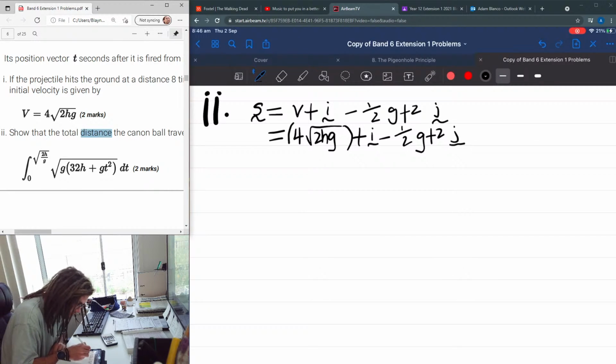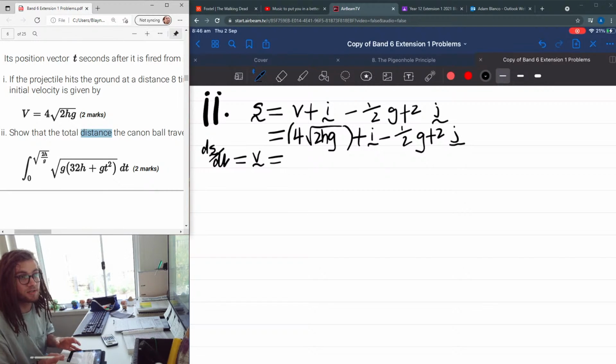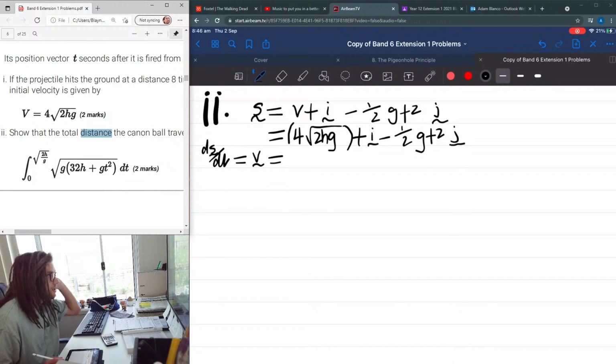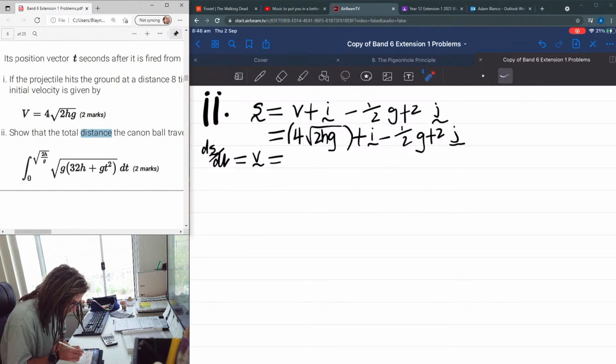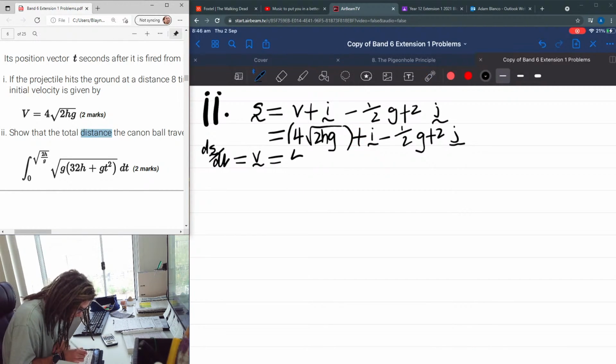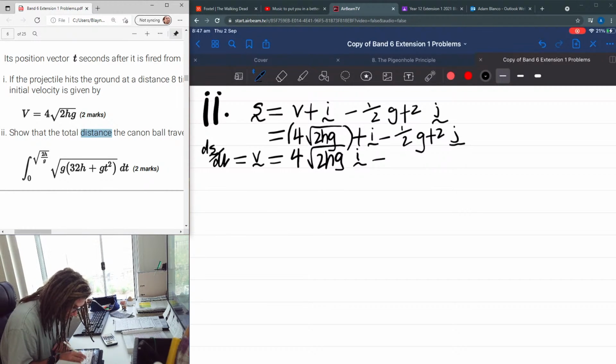So when I integrate this, ds dt will give me the velocity, so an expression for the velocity. That makes sense. Oh, it does. Okay. Yeah, so if I differentiate that, then this t will just go. So this is 4 root 2hg. I love that they don't ask us to input g. Minus, and then this just all pretty much goes. So that's just gt j.